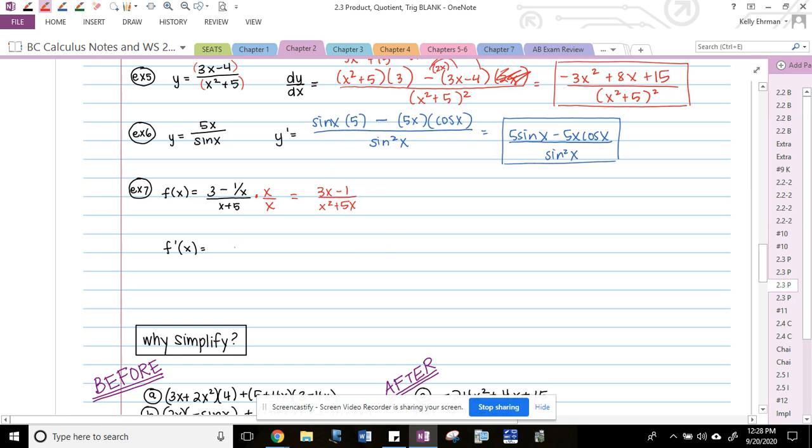All right, so here's my function. Low d high minus high d low, 2x plus 5, over low, so x squared plus 5x, squared. And then we can work on this. So let's see, 3x squared plus 15x.